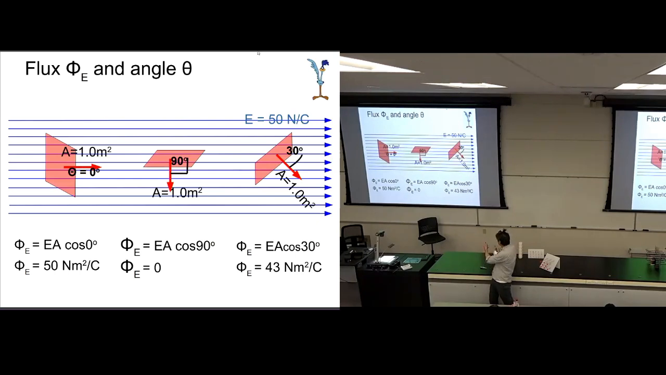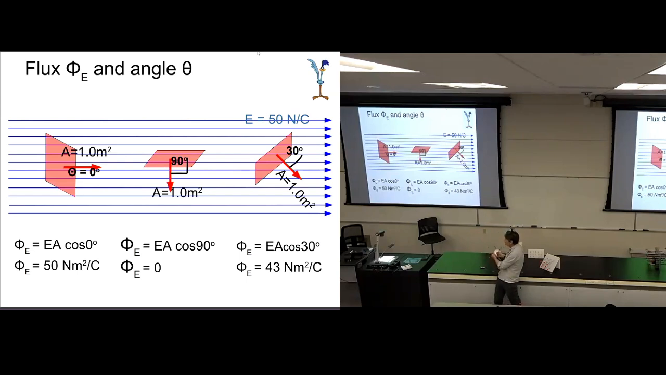And it's pointing, again, at 90 degrees to the surface, which makes it, we're told, at 30 degrees to the electrical field vector. So it's with these angles, 0 degrees between E and A, 90 degrees between E and A, and 30 degrees between E and A, that we compute the fluxes. If you look at the equations here, the only difference between them, the E's are the same, the A's are the same. There's nothing different about the size of the field or the size of the surface. The only thing that's changing is the orientation.